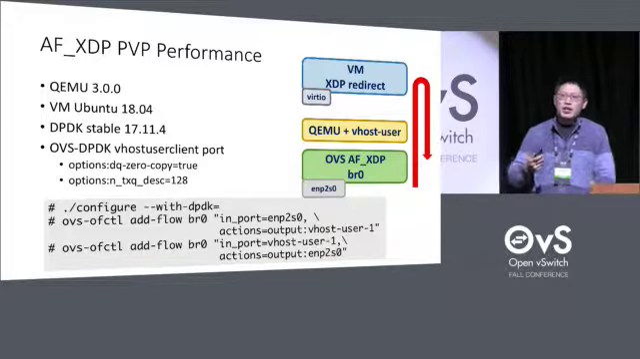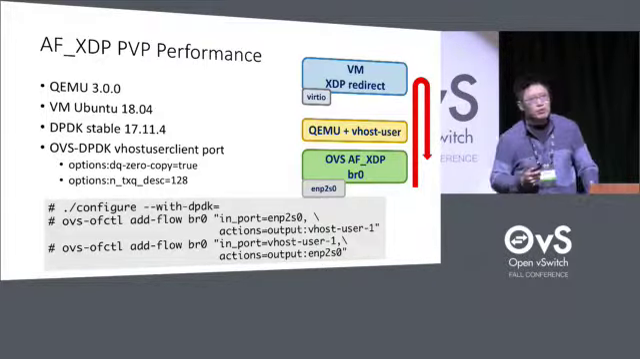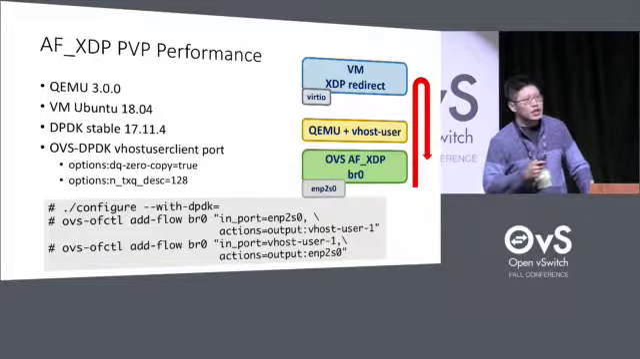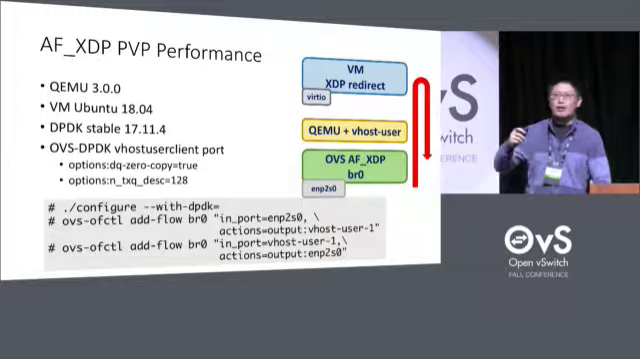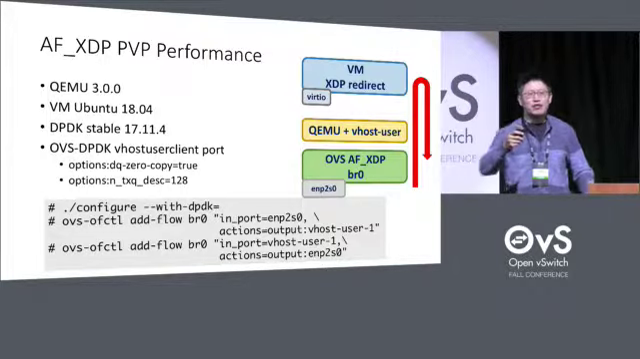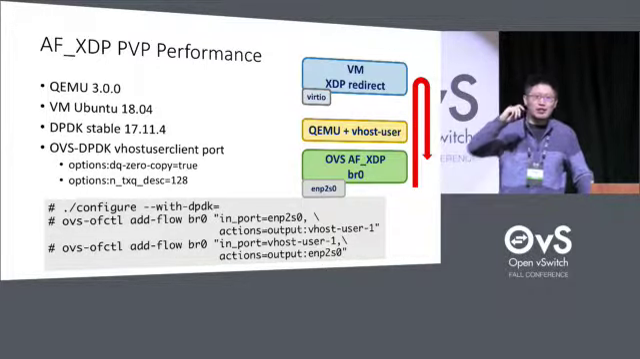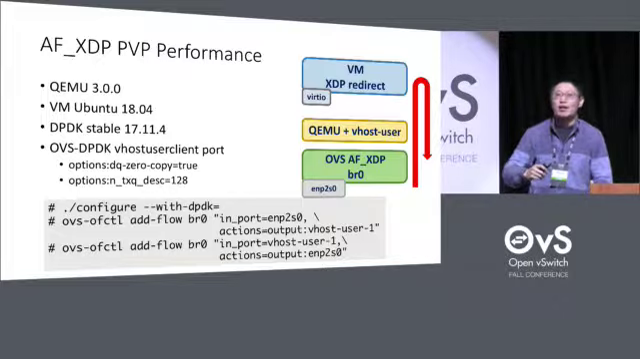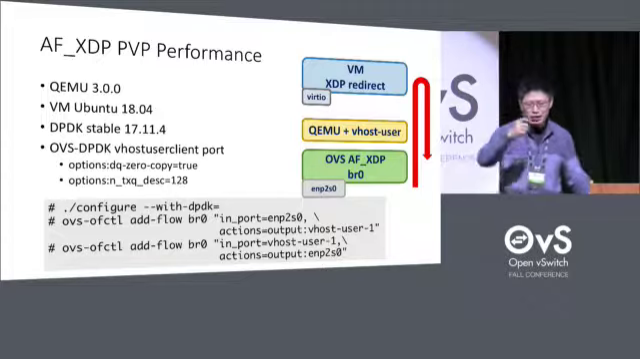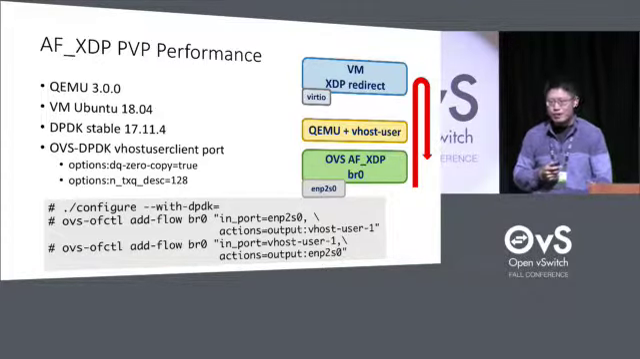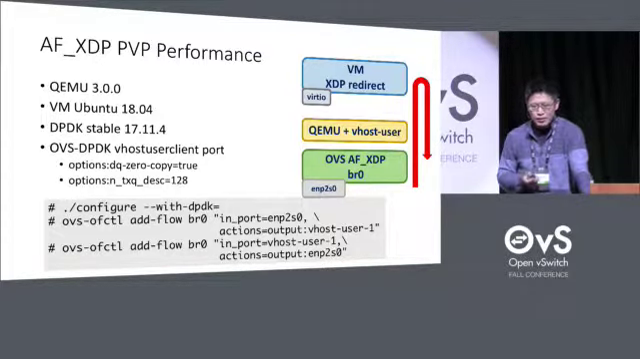And inside the VM, we are not running testpmd, but we are using a feature called XDP redirect. So XDP redirect will receive the packet at the driver side and then just do nothing and send the packet out to the VirtIO network device. So it will send the packet back to the VirtIO driver.